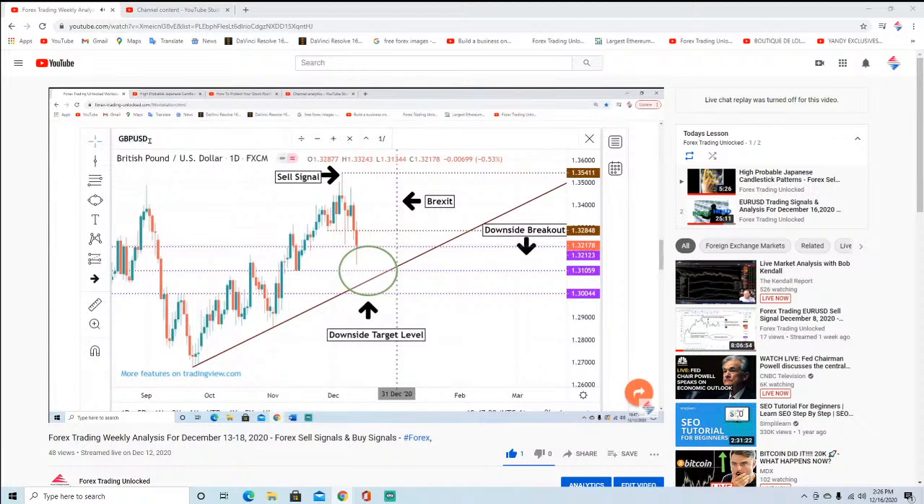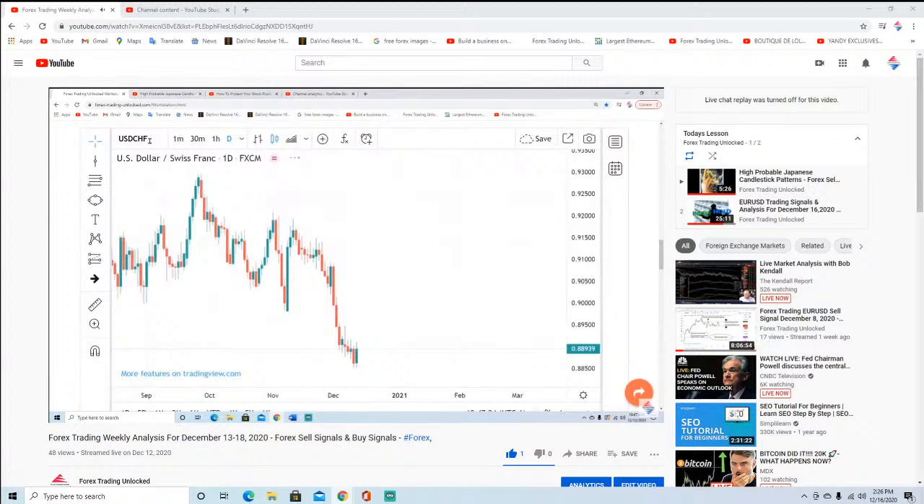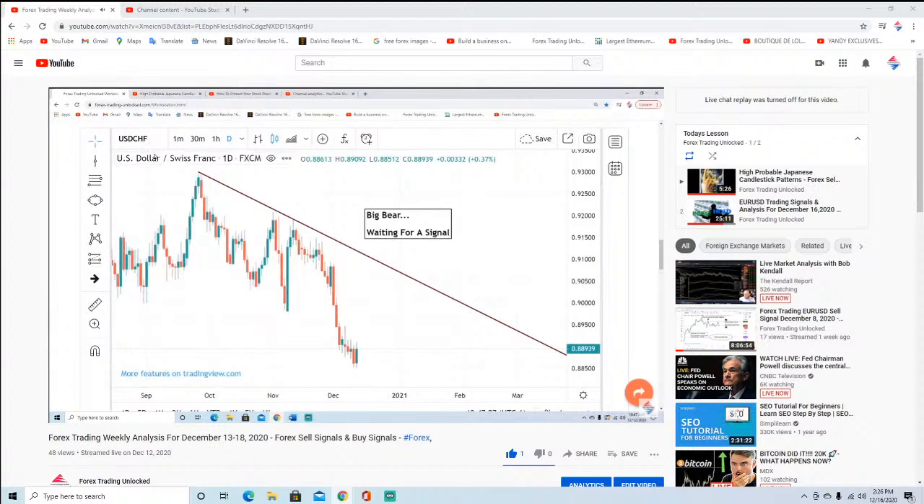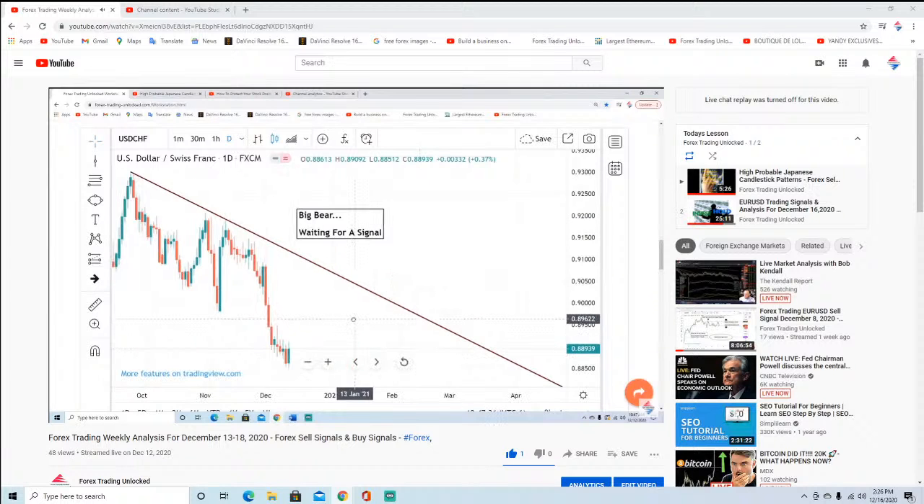US dollar CHF. Let's see how this is going. Interestingly enough, what do we have here? We were a big bear. We were waiting for a signal. Guess what we got? We got a signal here. We definitely got a signal.